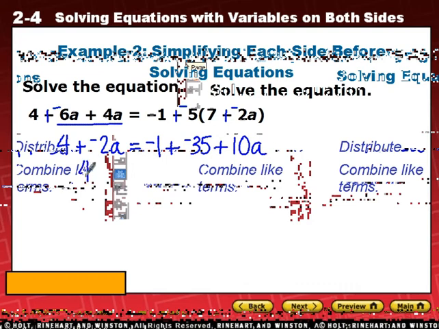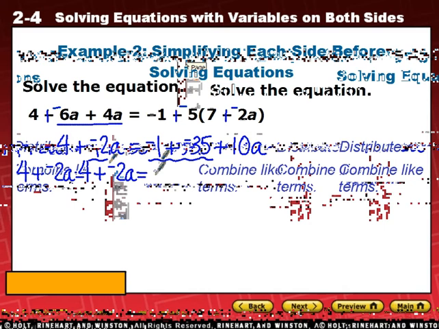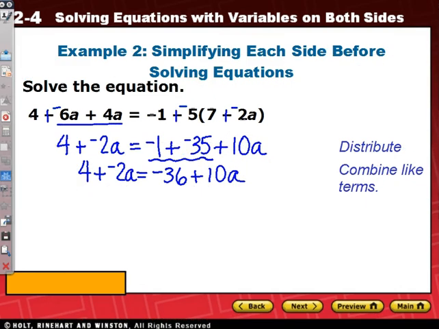I keep going. Did you notice this is starting to take up more paper? More screen? Welcome to longer equations. Combine like terms, right? Negative 1 plus negative 35 is negative 36 plus 10a's. Now I can finally get all my variables together on one side, and I want to move them to the right. Let's change colors so you can easily see what I'm doing.